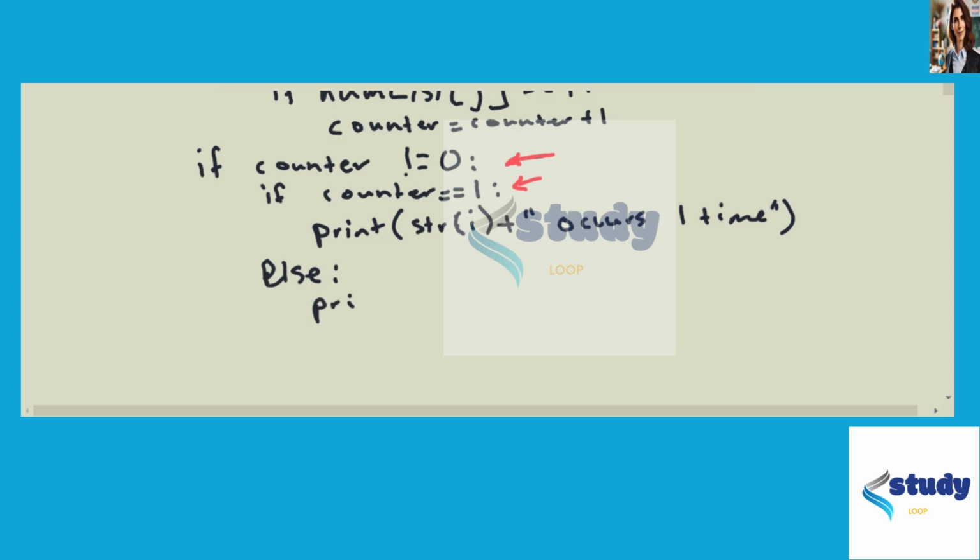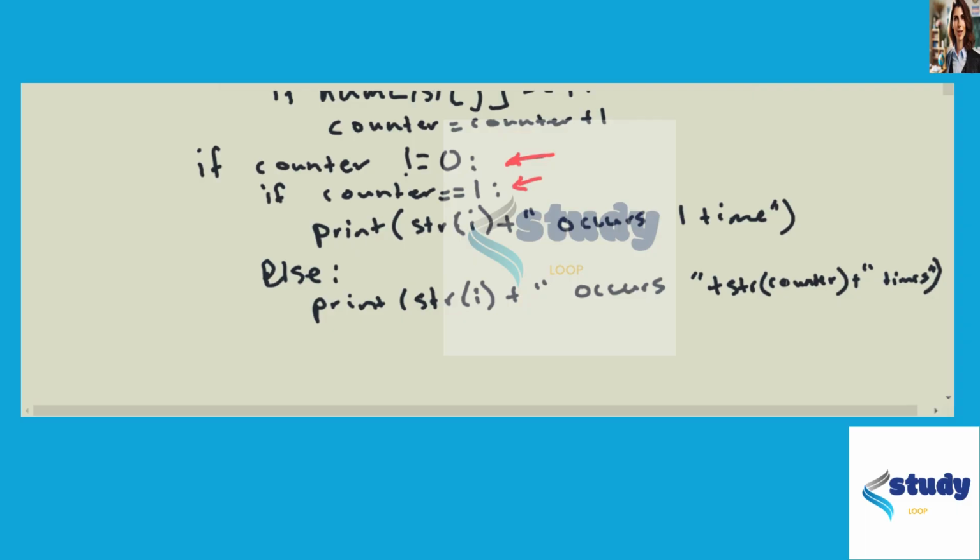Then we're going to print a string of whatever number it is, string i plus " occurs", and then we're going to add our counter here. Oops, that should be the string of the counter, right? String counter plus " times." I'm running out of space there.